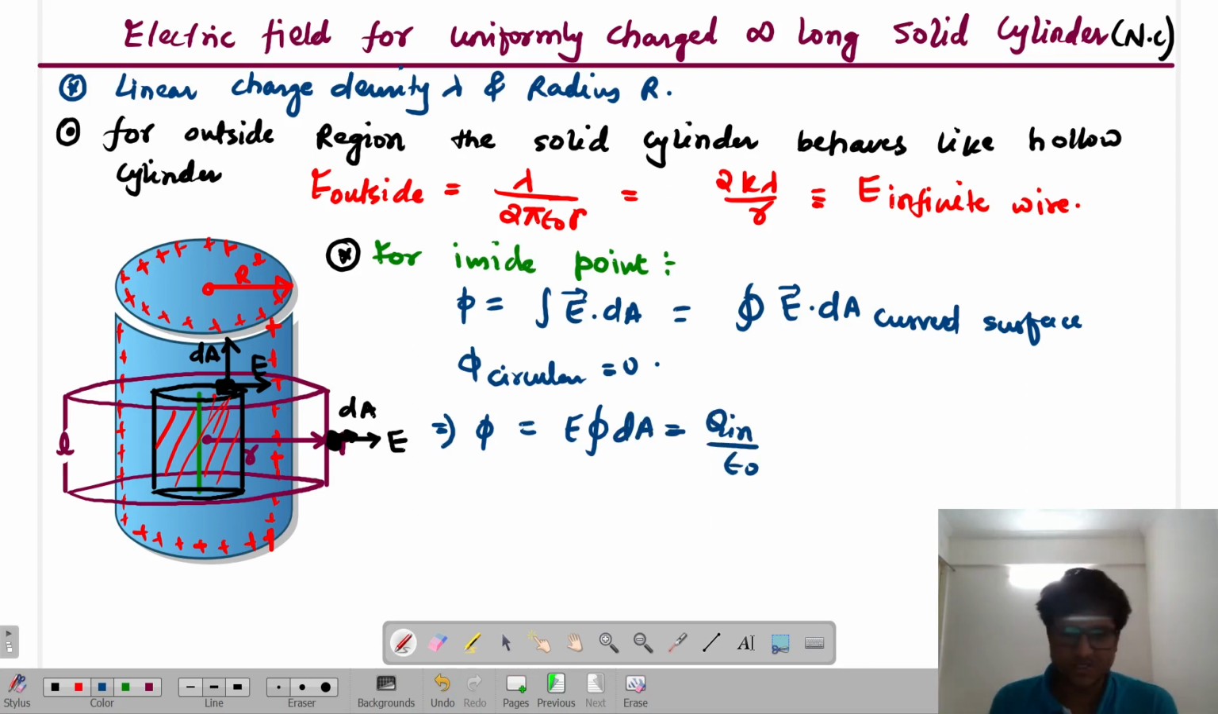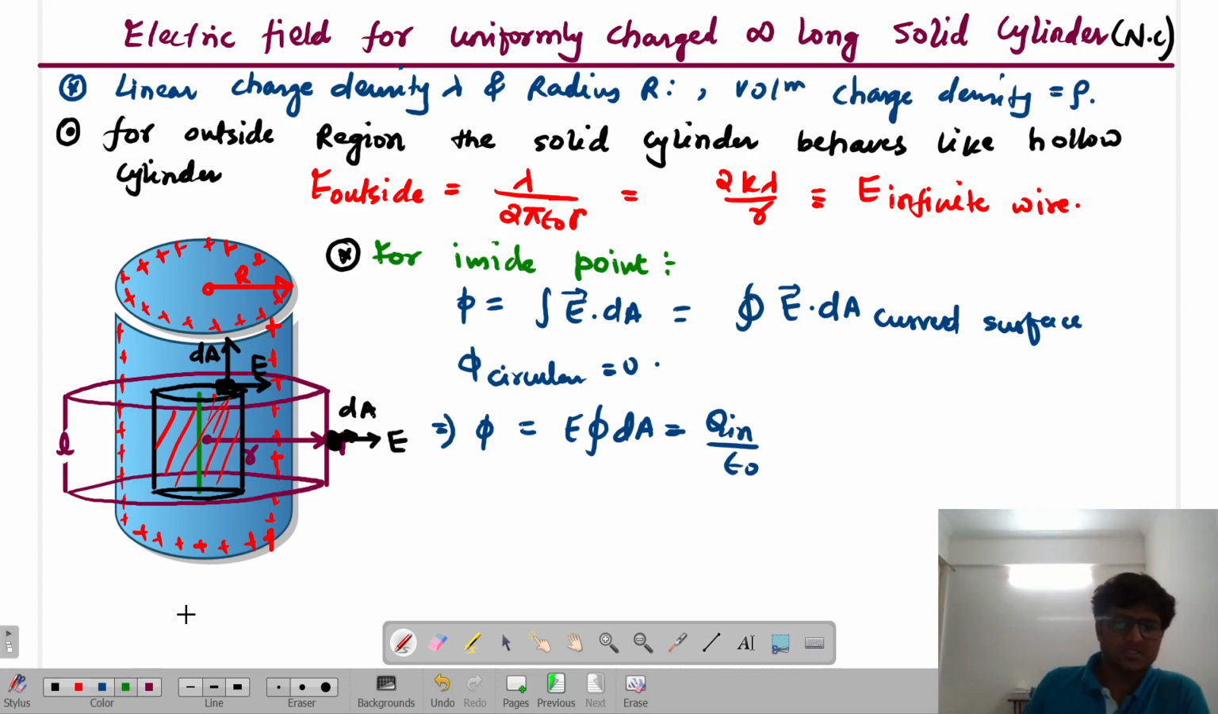But the question arises, how much is my charge enclosed? Are you able to get me? Yes. So now look over here. It's a 3D solid object or not. Although my lambda is given, I need to consider volume charge density, isn't it? Means we will consider in terms of rho, then we'll express in terms of lambda. Is that clear? So the point is, outside we are considering lambda, but inside I need to consider rho. That's the biggest mistake over here. Are you able to get me?